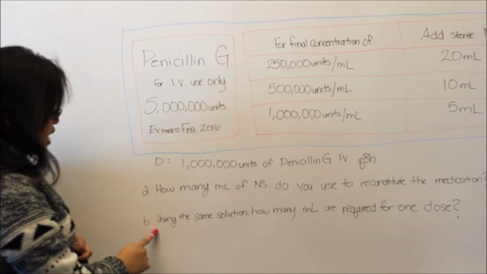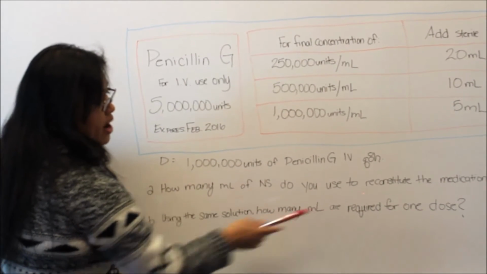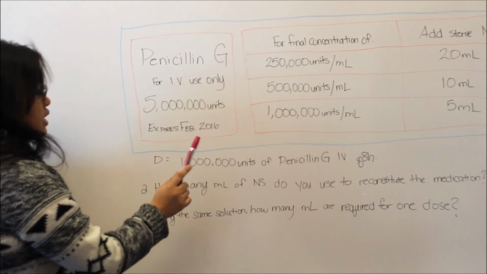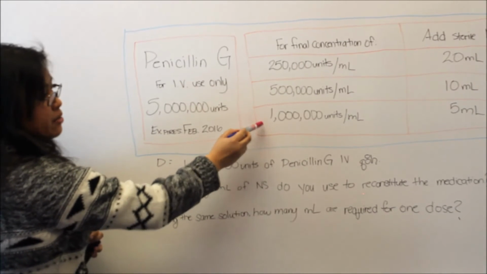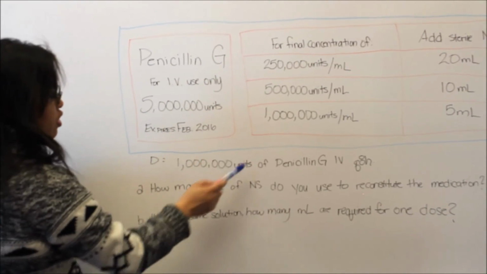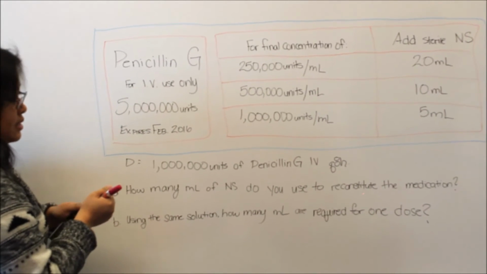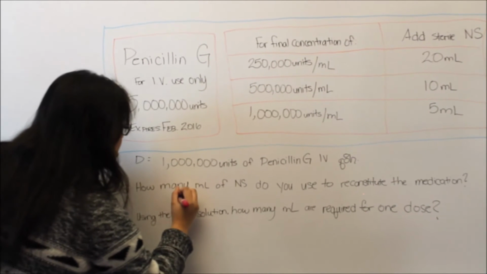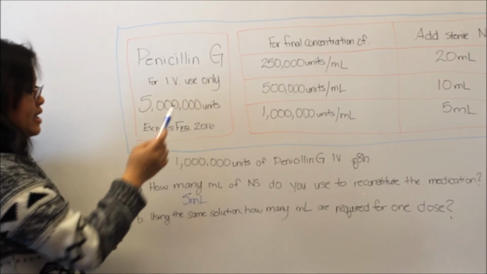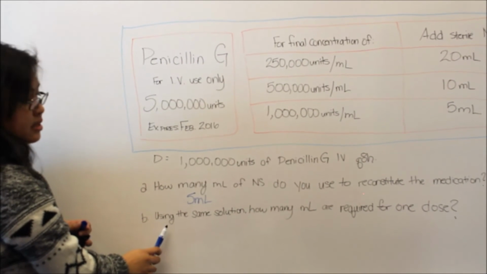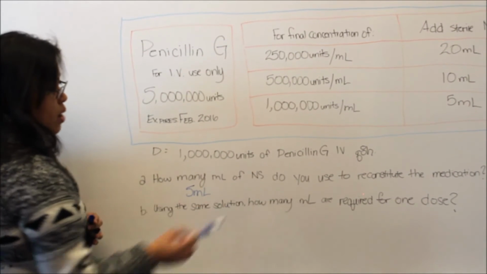The second question here asks you, using the same solution, how many mLs are required for one dose? We're going to use the example of 1 million units, and that's the concentration amount that I have decided on. So for Part A, I'm going to use the concentration of 1 million units, which means I'm going to use 5 mLs of normal saline to reconstitute my medication with. Now, this is the same solution I will be using for Part B. How many ml are required for one dose?